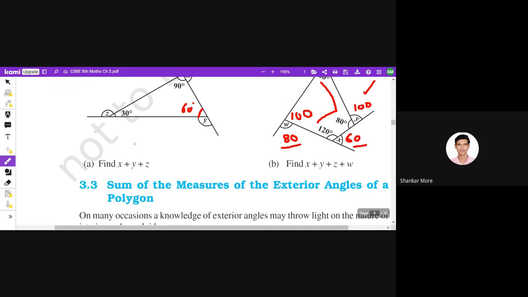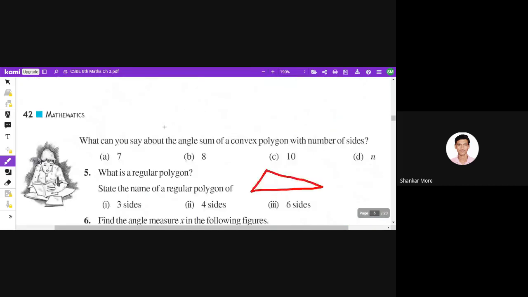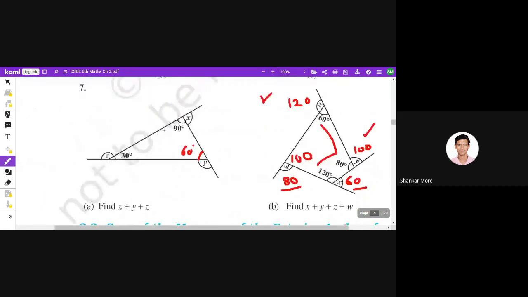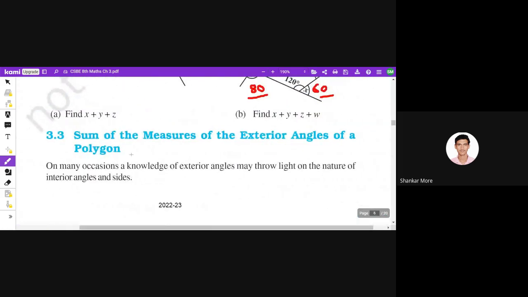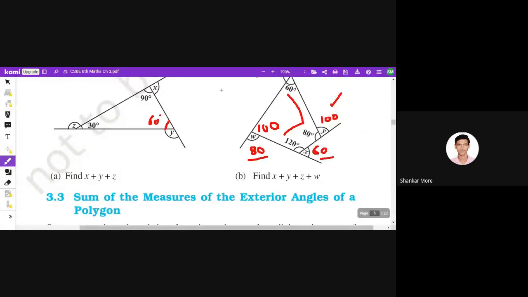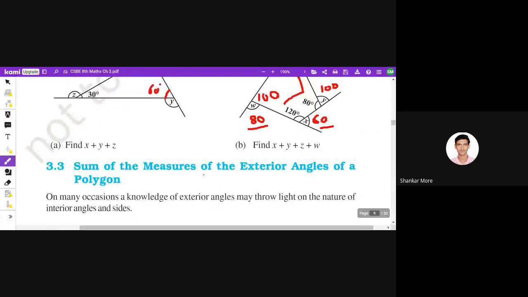All right, so we are done with this problem set, and when we start our next class, we will be starting with a fresh topic, that is the sum of measures of exterior angles of a polygon. Actually, we've got some hint of that, but we are going to learn it in a more detailed manner, right?